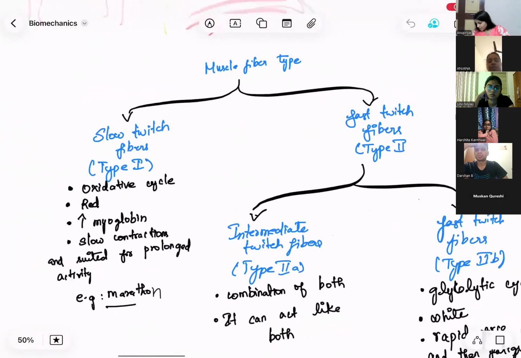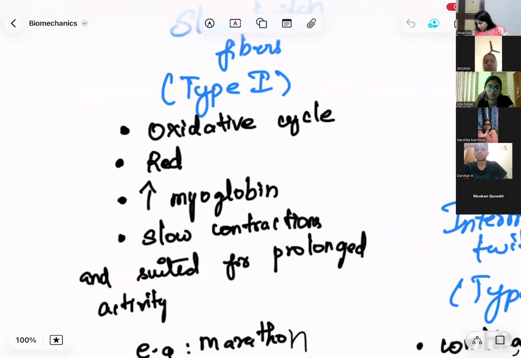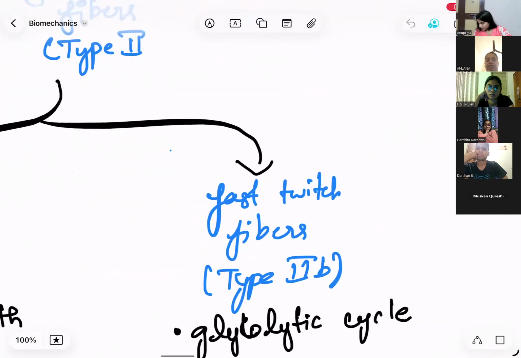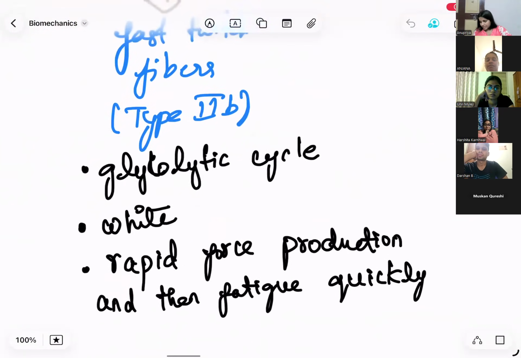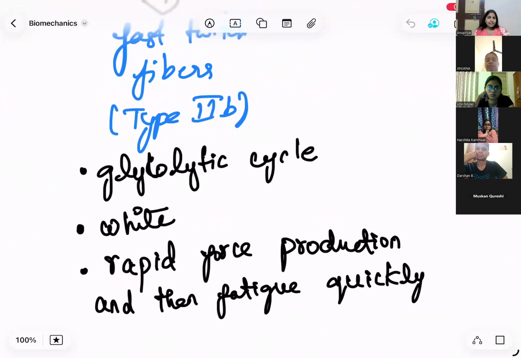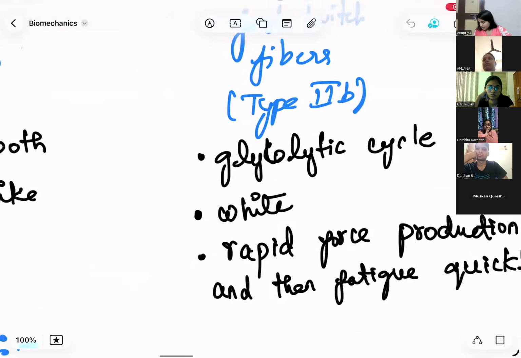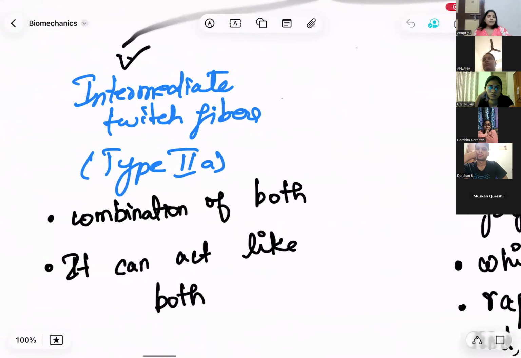Then we have muscle fiber type. First one, slow twitch: oxidative cycle, red in color because of increased myoglobin, slow contraction, and suited for prolonged activity. Type 2 has 2 variations. The first one is fast twitch type 1. It is a glycolytic cycle, that means anaerobic cycle, white in color, rapid force production, and it fatigues quickly. Then we have the intermediate, which can act like both.